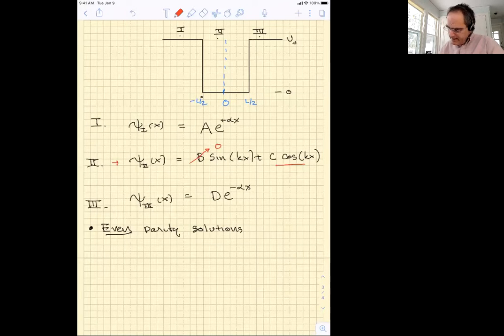So for the even parity states, we know that b must be equal to 0, and we know something else. We know that because the wave function must have the same value on the right and left sides of the well, a must be equal to d. Okay? So that simplifies things. Now, instead of 1, 2, 3, 4 coefficients that we have to solve for, now we only have 2.